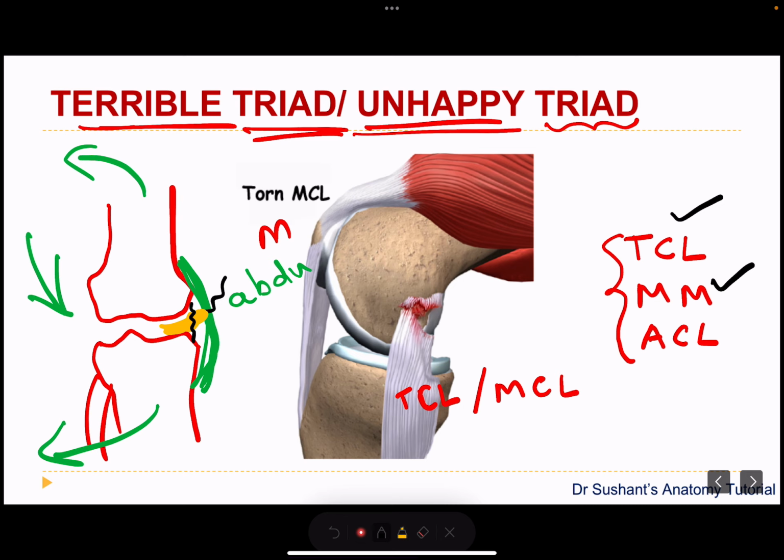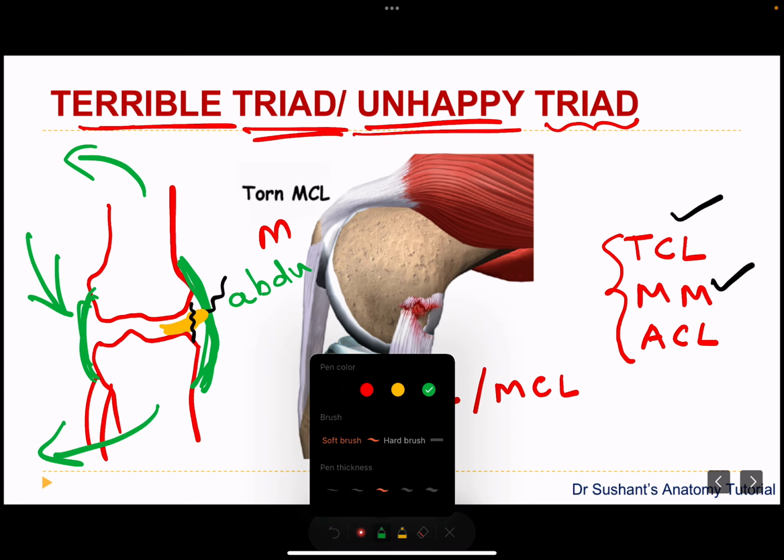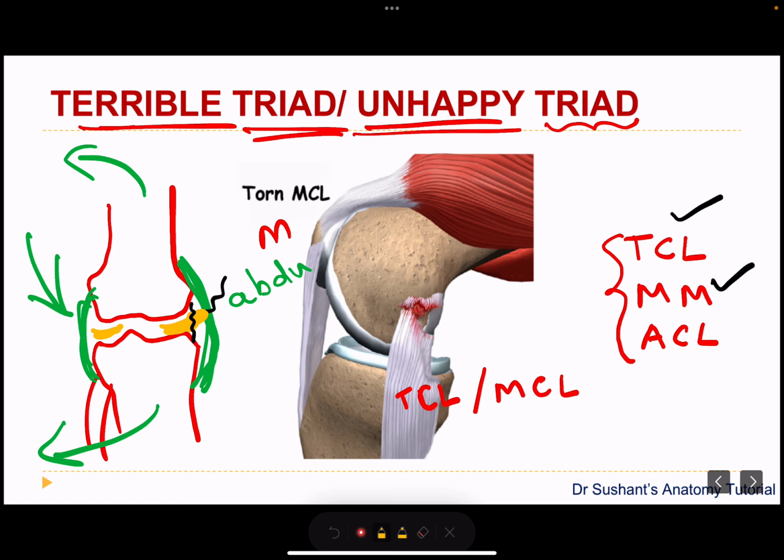This does not happen on the lateral side because we know the fibular collateral ligament, which is on the lateral side, is not attached to the lateral meniscus. So this is the reason why the tear of the lateral collateral ligament is not associated with the tearing of the lateral meniscus. But on the medial side, because the medial meniscus is attached to the tibial collateral ligament, both structures are usually torn together. All right.